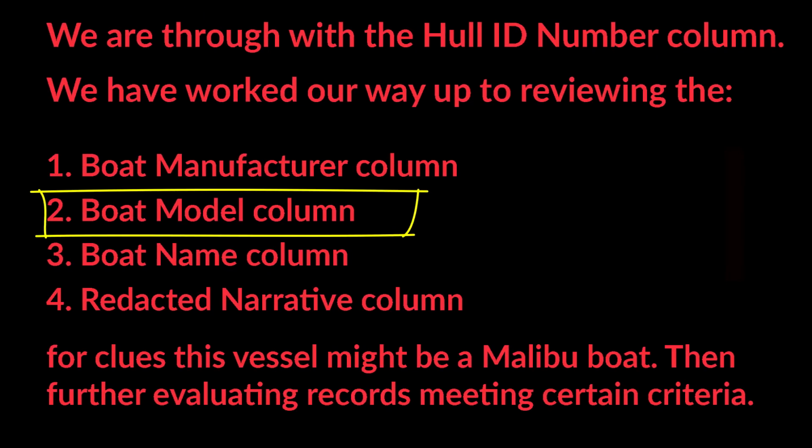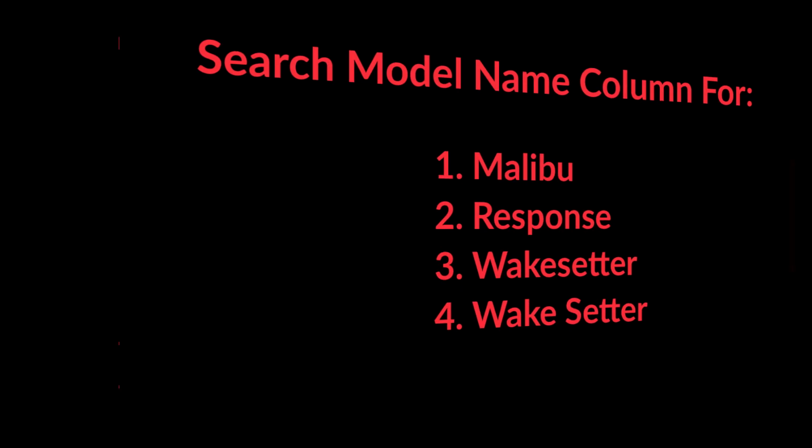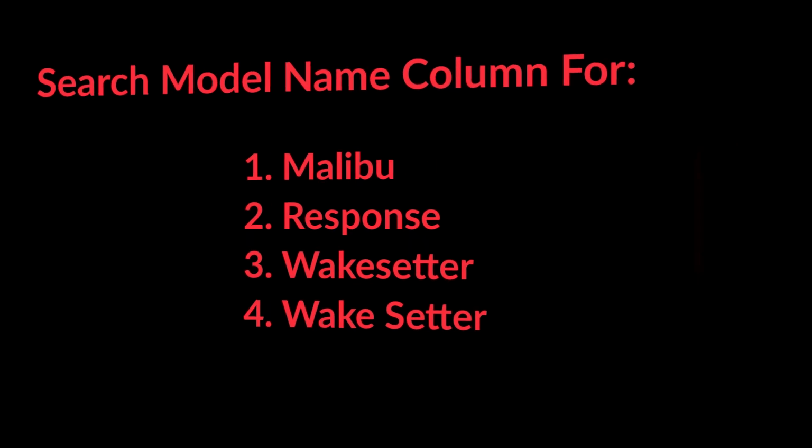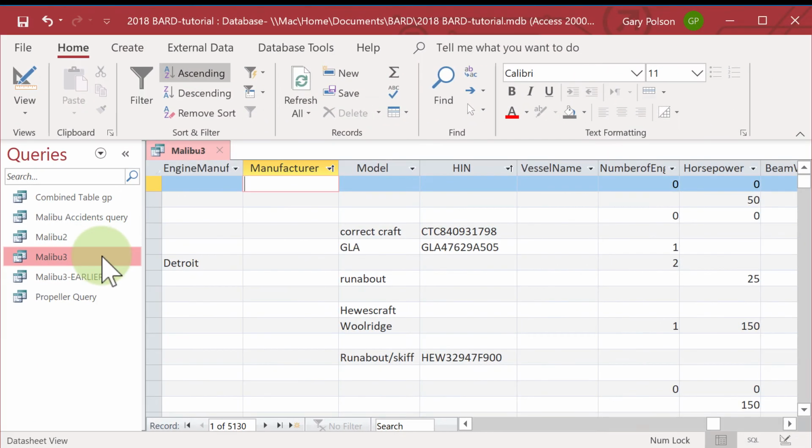Now we're moving on to the boat model column per our plan. Now we're going to search the boat model column for the boat builder's name and for dominant boat model names and their variants. We go back to our Malibu 3 query. We use the A to Z tool on the boat model column.